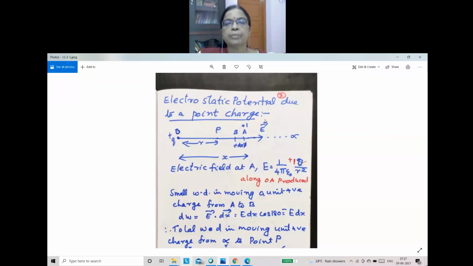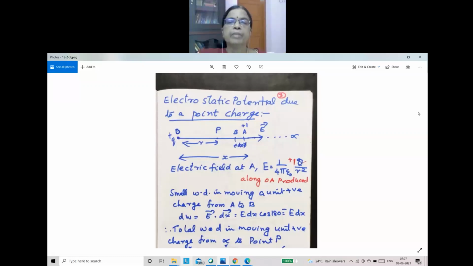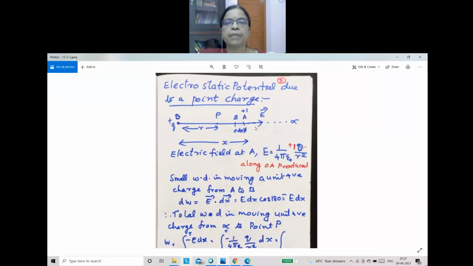Adilakshmi, tell. Do we want to bring a charge or a unit positive charge in order to find the potential? Unit positive charge. Very good. So, work done to bring a unit positive charge from A to B. First, we calculate that. Then, we integrate the expression from infinity to that point P.